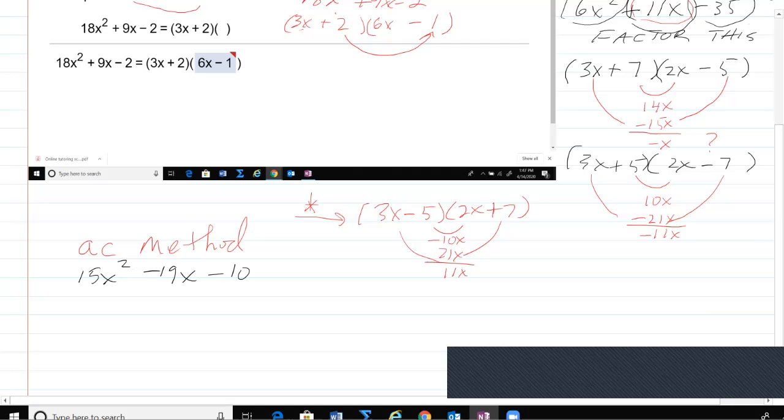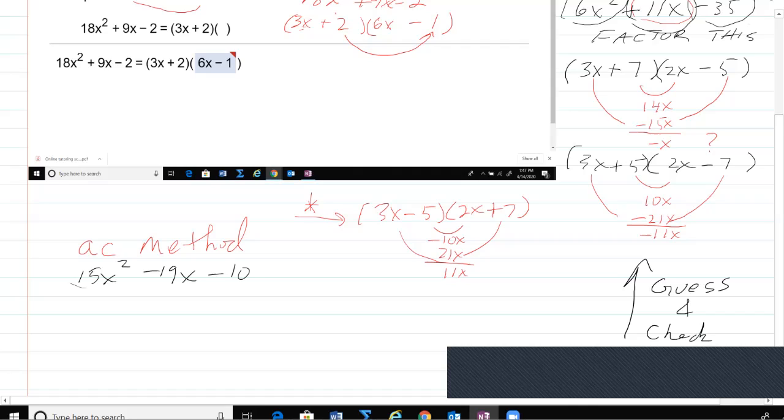Okay, now, what we tried up here was trial and error. This method coming this way. This is what we call guess and check sometimes. It's not total guesswork, but we use some educated guessing and checking. Now, okay, so the AC method, we start off like this.